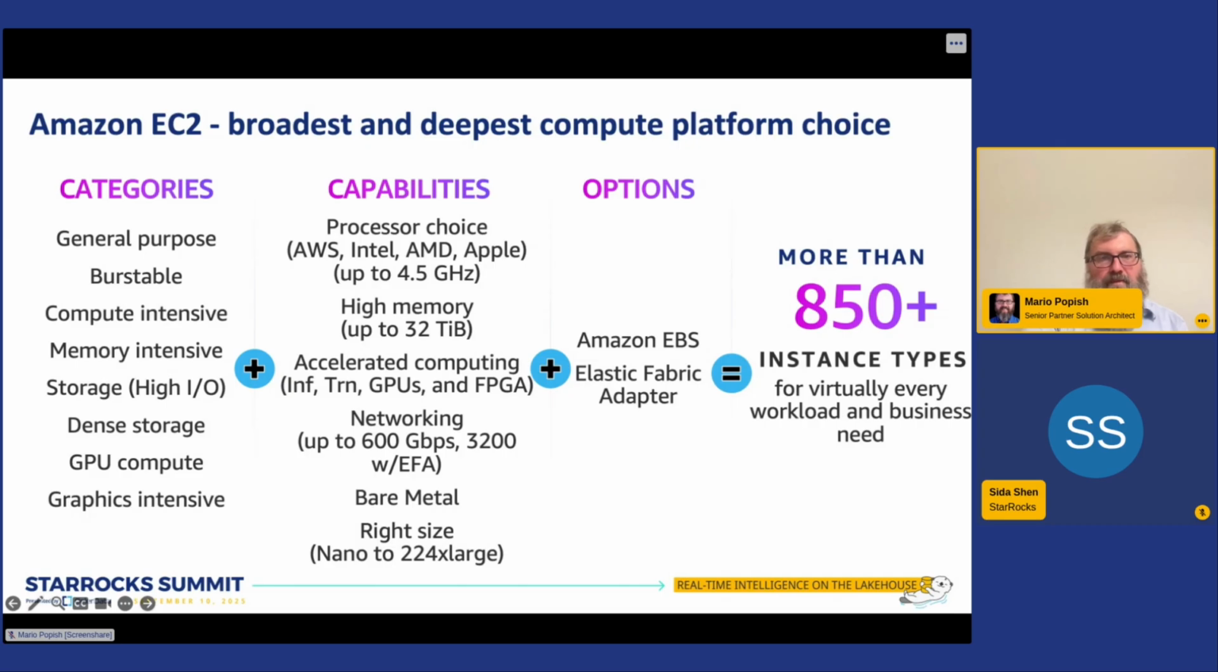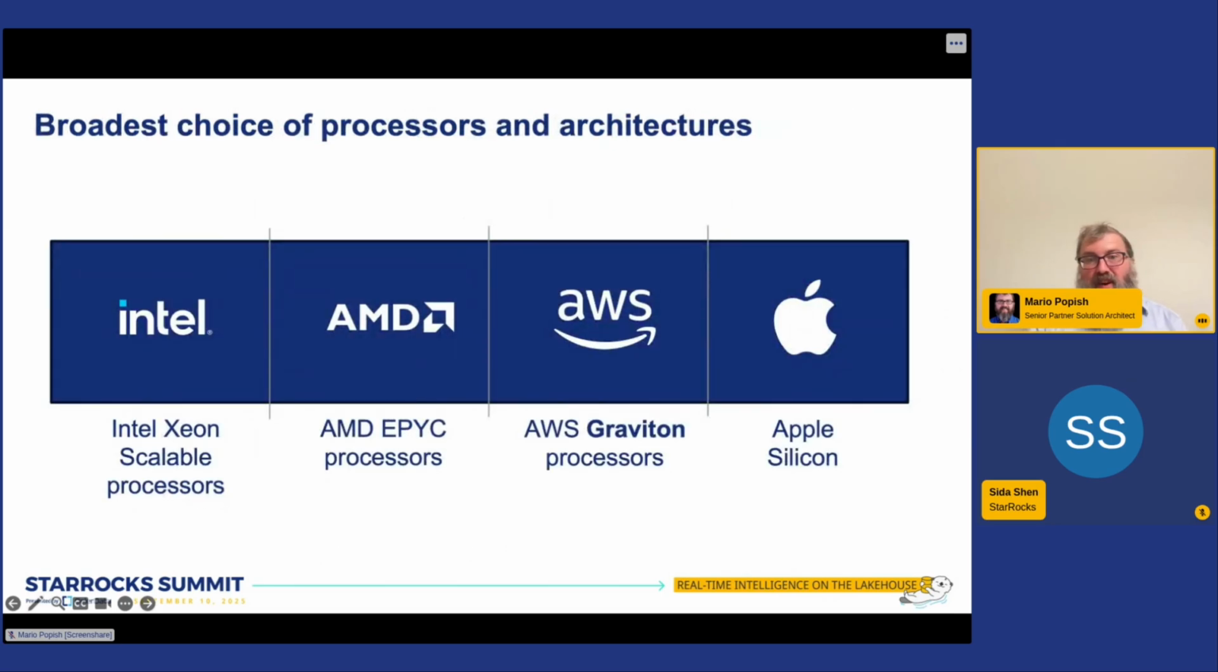I mentioned this broad processor choice. I'm here to talk to you about Graviton, but there's also Intel and AMD and Apple Silicon. You can actually use Apple instances in the cloud on either x86 or ARM-based processors. So broad choice of processors and architectures available on AWS.